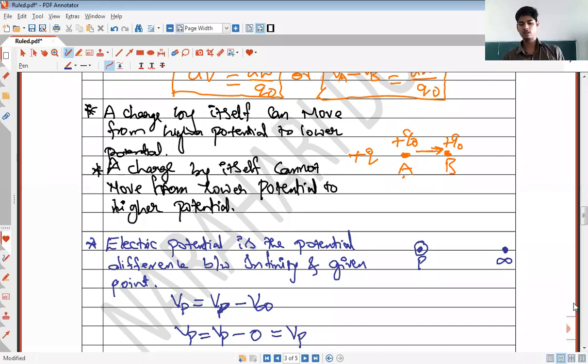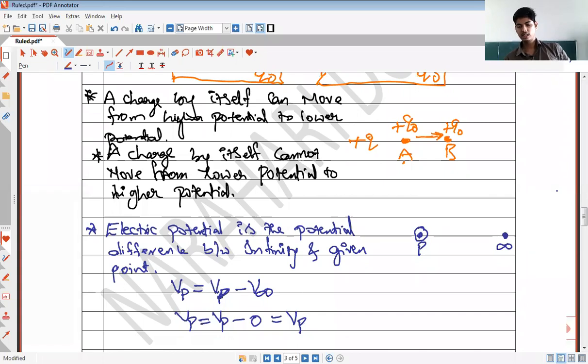So there is nothing wrong in writing potential at point P as potential at point P minus potential at infinity. We know potential at infinity is 0. So electric potential at a point is the potential difference between infinity and that point. I have told you, you should always measure potential difference as higher potential minus lower potential, right?